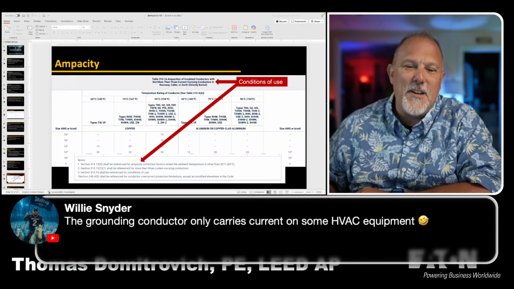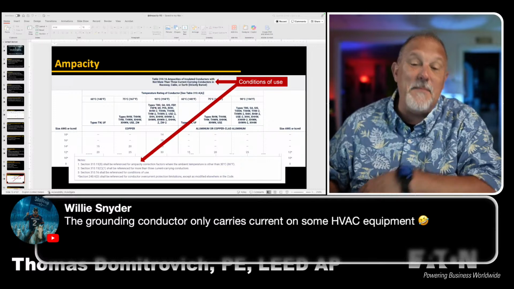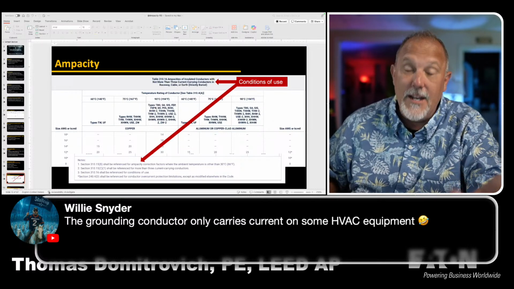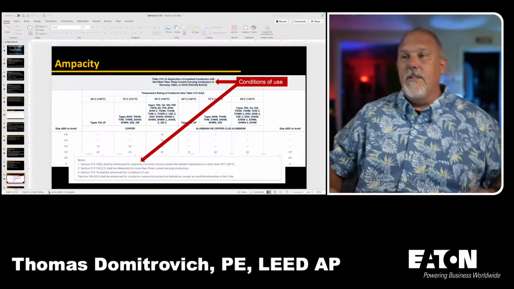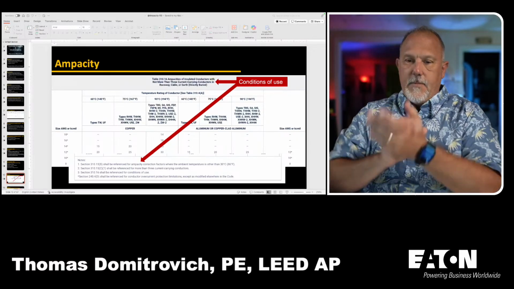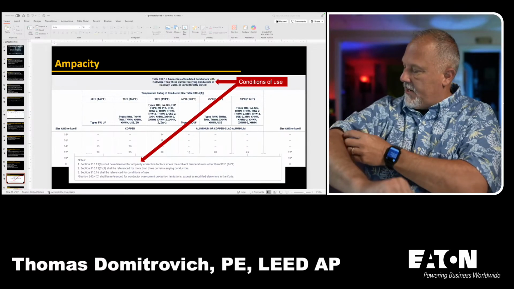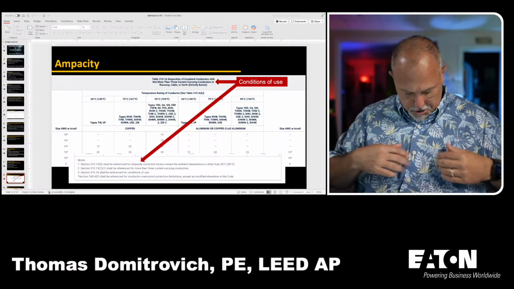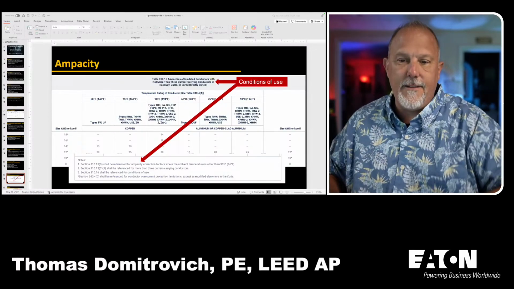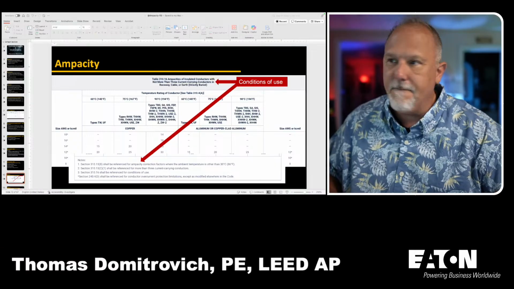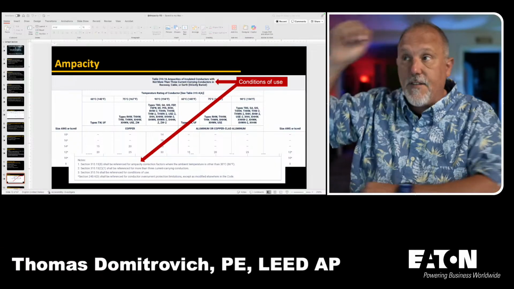Willie Snyder, the grounding current only carries current on some HVAC equipment, and apparently, Willie, some appliances too. All right, so how you like my shirt, huh? Bobby Joe bought it for me. It's got, I don't know, it's got some leaves or something on it. I'm feeling festive today.